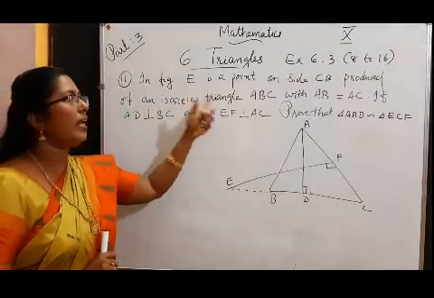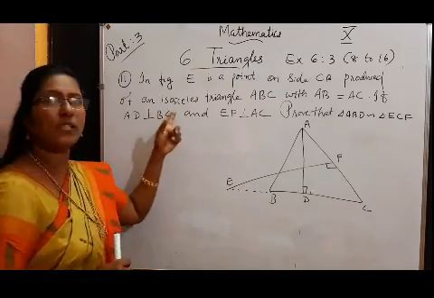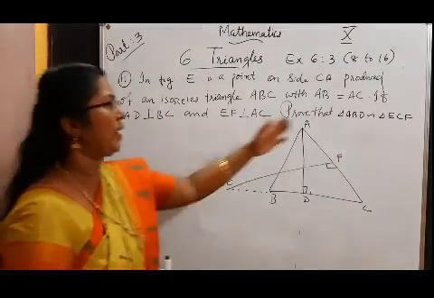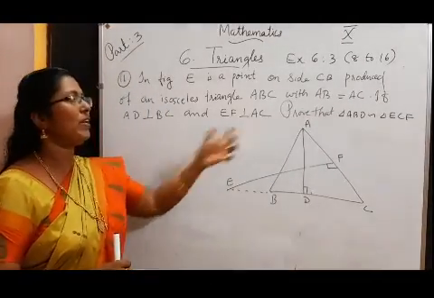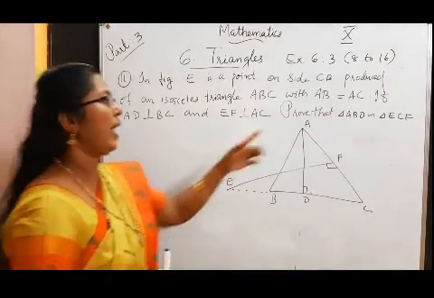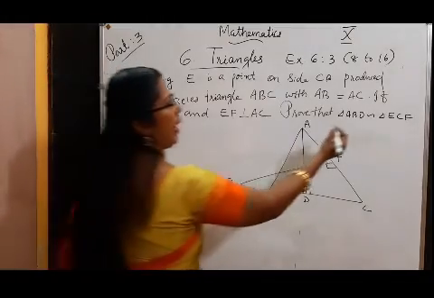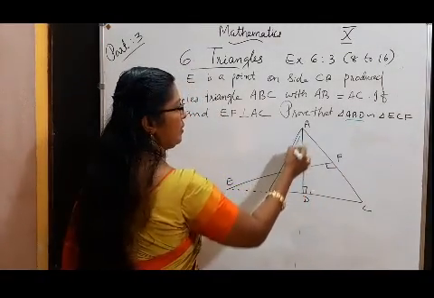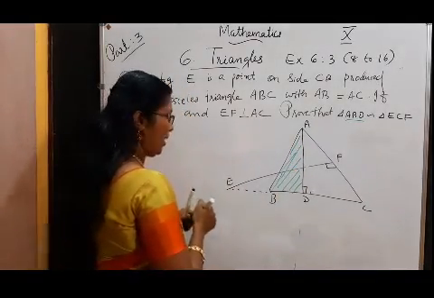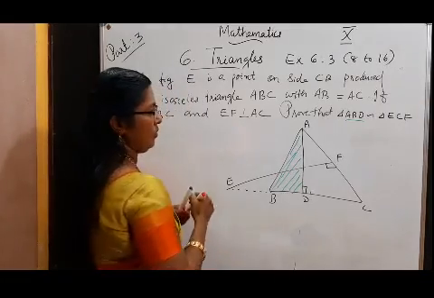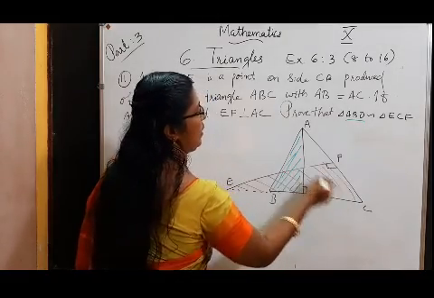In the figure, E is a point on the side CB produced of an isosceles triangle ABC with AB equal to AC. If AD is perpendicular to BC and EF is perpendicular to AC, we want to prove that triangles ABD and CEF are similar. This is ABD and this is CEF.